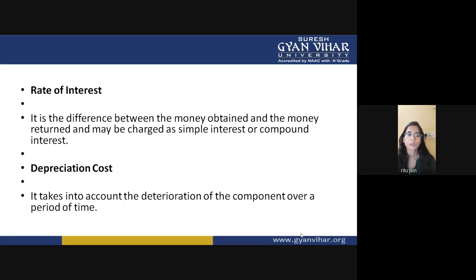Next is the rate of interest. What is the rate of interest? It is the difference between the money obtained and the money returned, and may be charged as simple interest or compound interest. This is very important when the tariff calculation is done, so these charges are considered.